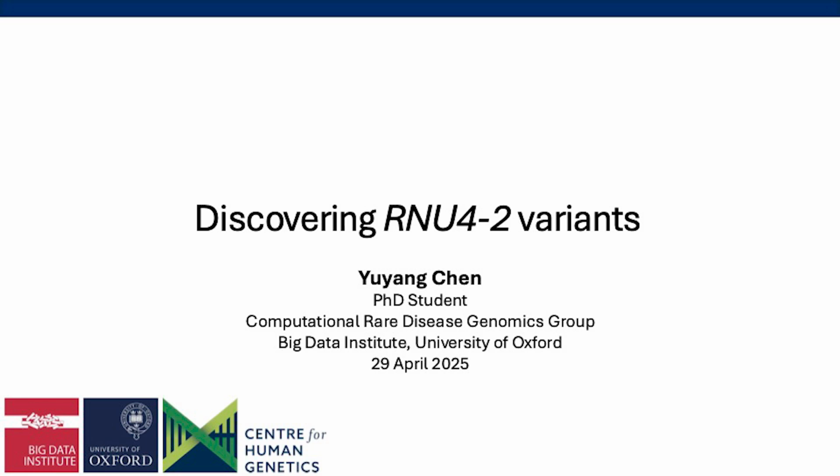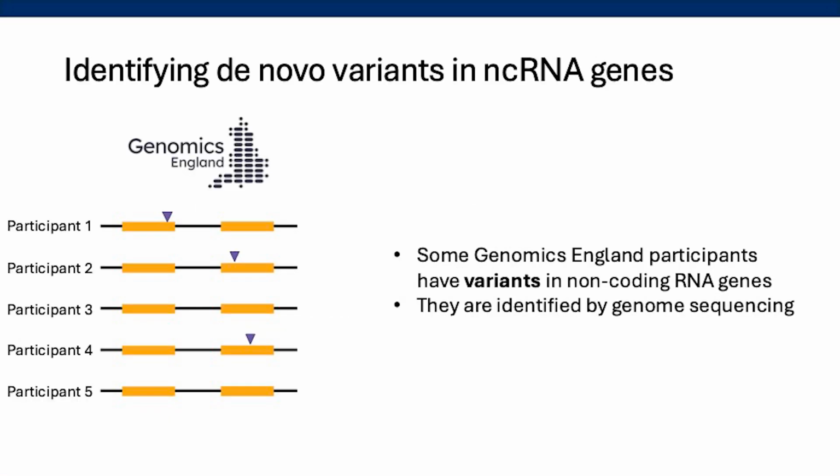So I'm going to tell you a bit more about how we discovered the RNU4-2 variants and also demonstrated that these variants are the cause of the phenotypes of these participants with RNU4-2 or ReNU syndrome. So I think the font is a bit different, but I'll try to explain things. Here we are trying to identify variants in Genomics England participants.